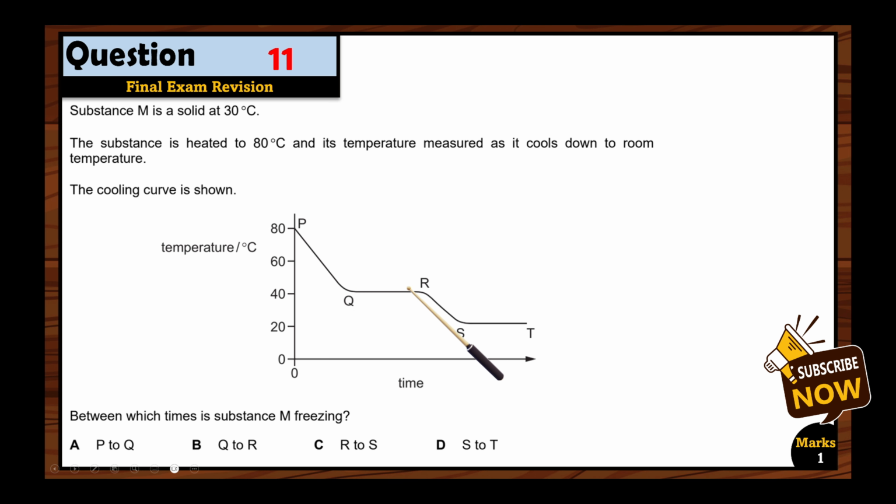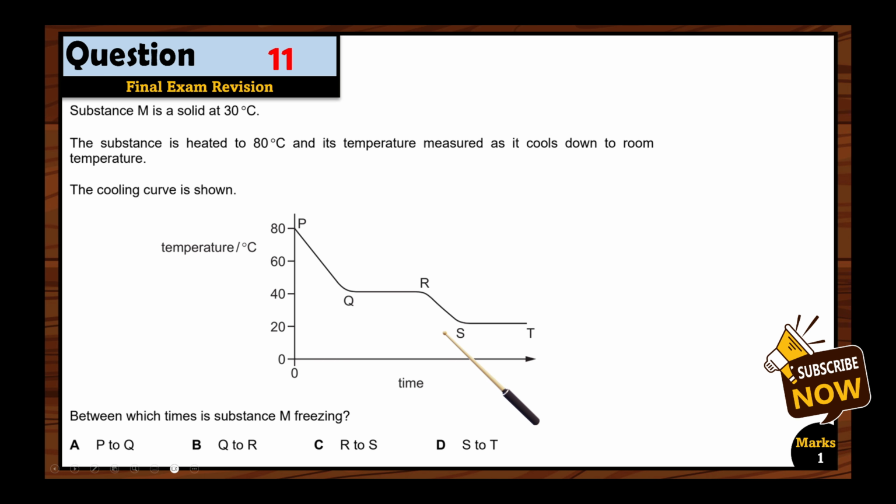And then it was allowed to cool down to room temperature, 25, right? So now they are asking between which times the substance M is freezing. If you see the question here, they are already telling you that substance M is a solid at 30. So at 30, it will already be a solid. Any temperature above 30 is already a solid. You cannot choose any temperature below 30.